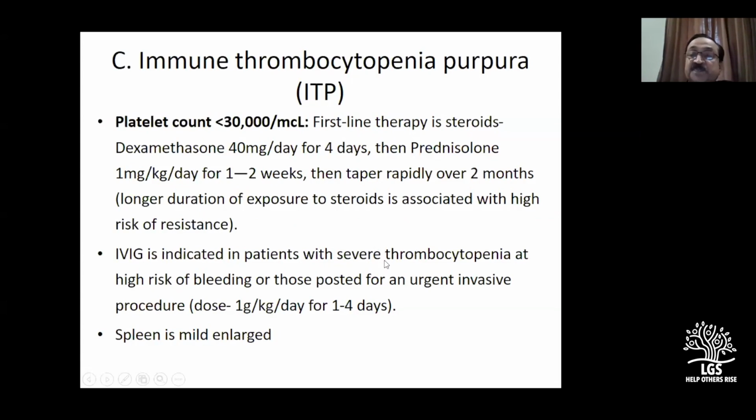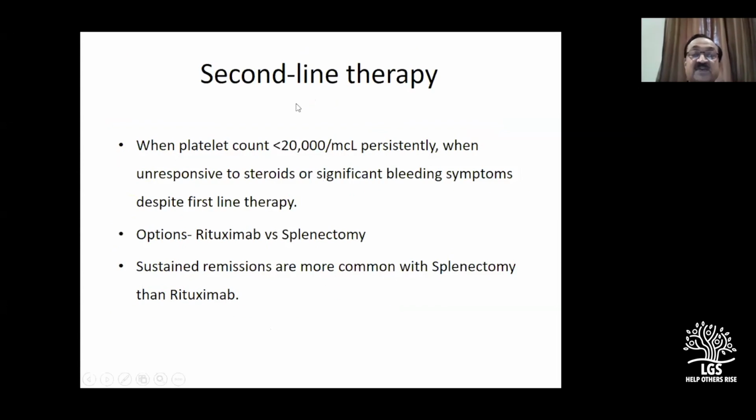Hemolytic anemia of hereditary spherocytosis can go up to a moderate size, whereas in chronic myeloid leukemia you will get a much bigger spleen, right? So the second line of therapy for ITP is again rituximab versus splenectomy.